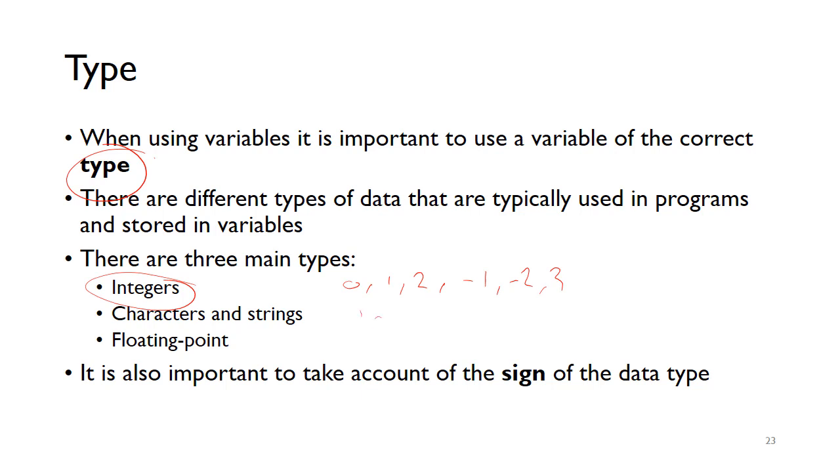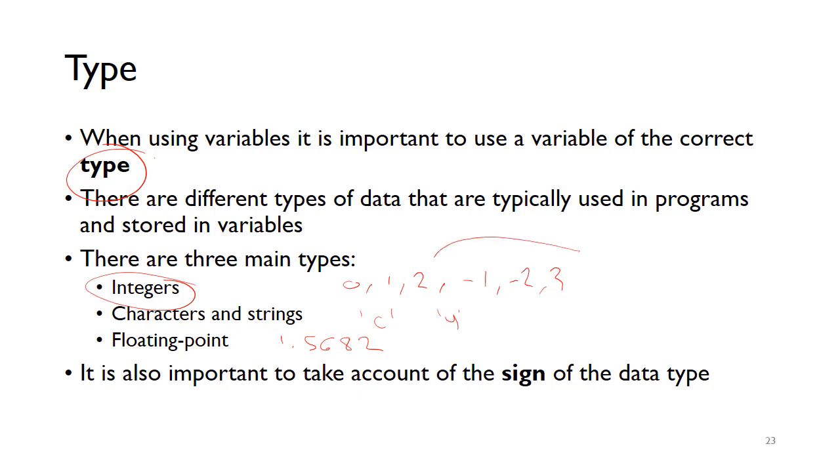You might want to store the character C or Y or something like this. And we've also got floating point numbers. So these numbers essentially have got decimal places, 1.5682, for example. So these are typically the three types of variables.